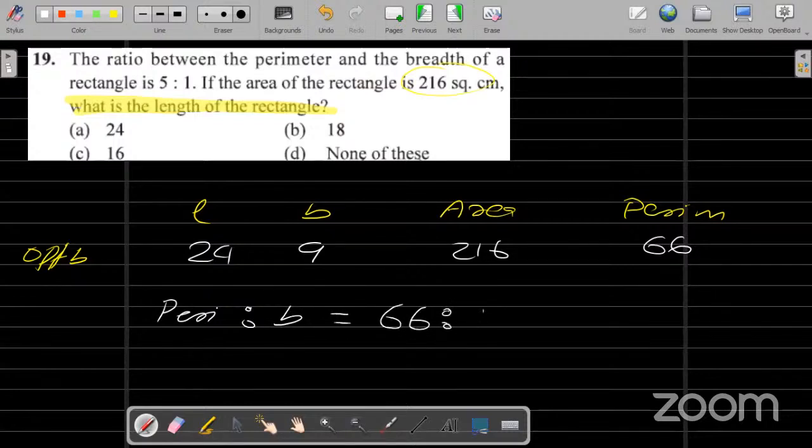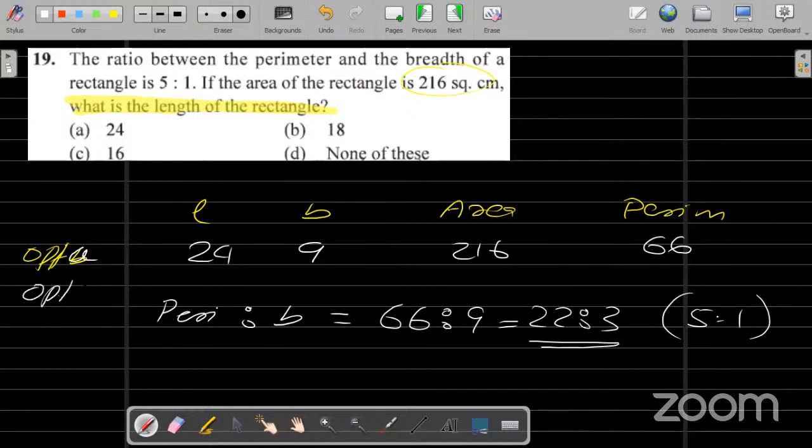66 is to 9. Each number is divisible by 3, so it will be 22 is to 3. And in the question it is given like 5:1. So that is not the answer. Option A is not the answer. Now you should think of option B.